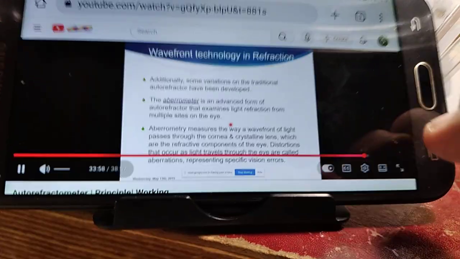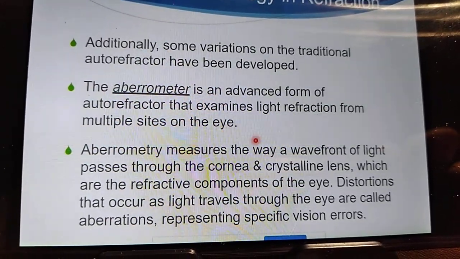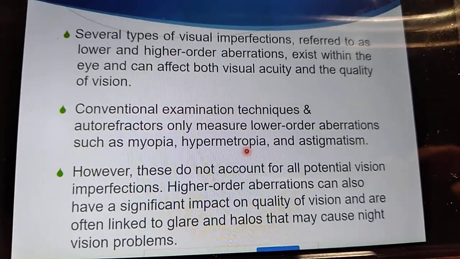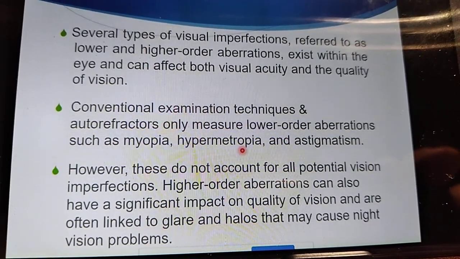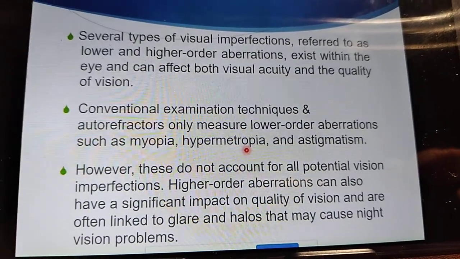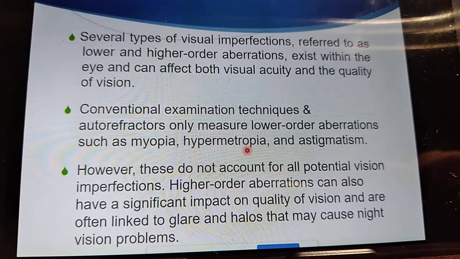Okay, then comes the wavefront technology. We all know the quality of image being formed on the retina is not just based on the refractive error. It also has other aberrations. All these myopia, hyperopia fall into lower order aberrations. What about higher order aberrations? These higher order aberrations, which are formed through contact lens and other corneal conditions, are measured with the help of a wavefront autorefractometer.